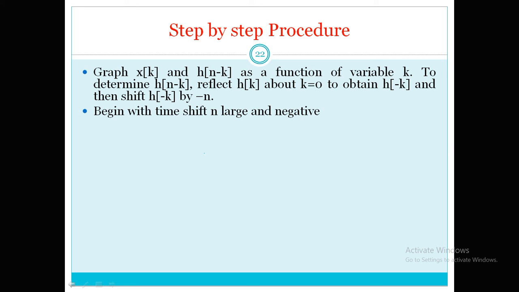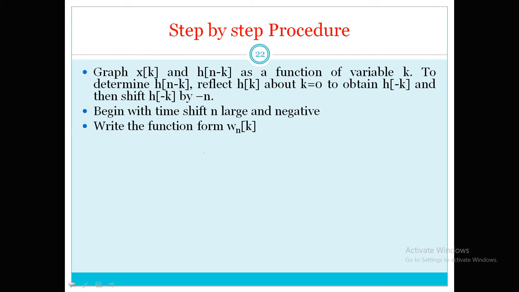Begin with the time shift n large and negative. That means n should be large and negative. Okay, so the blue color is what we have done so far. For the blue color one, the large value is minus n minus 3. So from that point we need to start shifting our blue color signal.